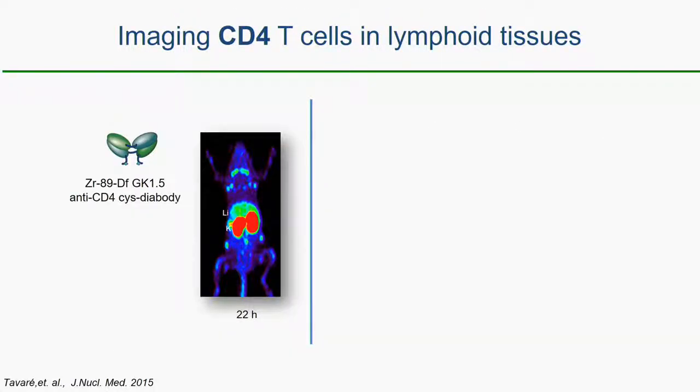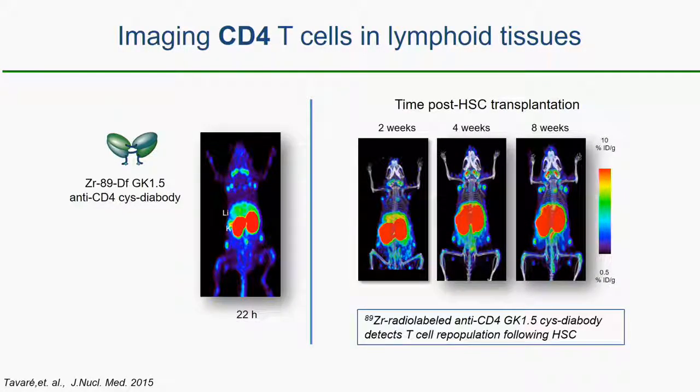We can also image CD4 cells. This is an important helper T cell subset. A very similar story using an engineered diabody that's radiolabeled with zirconium-89. Here's the same stem cell transplantation model. You can see over time the increasing signal in the lymph nodes as we watch the repopulation, not of the CD8, but the CD4 T cell subset. So the images may look similar, but we're asking a different question. We're looking at a different subset of cells.